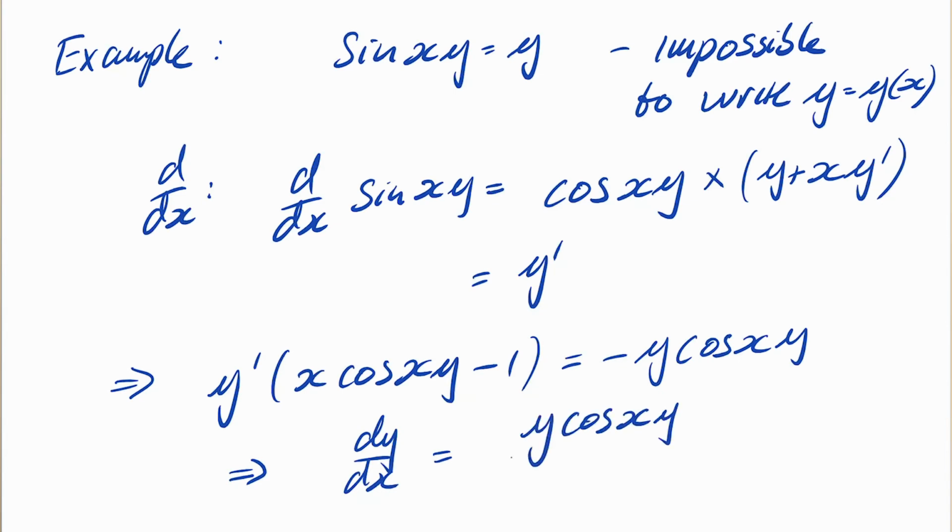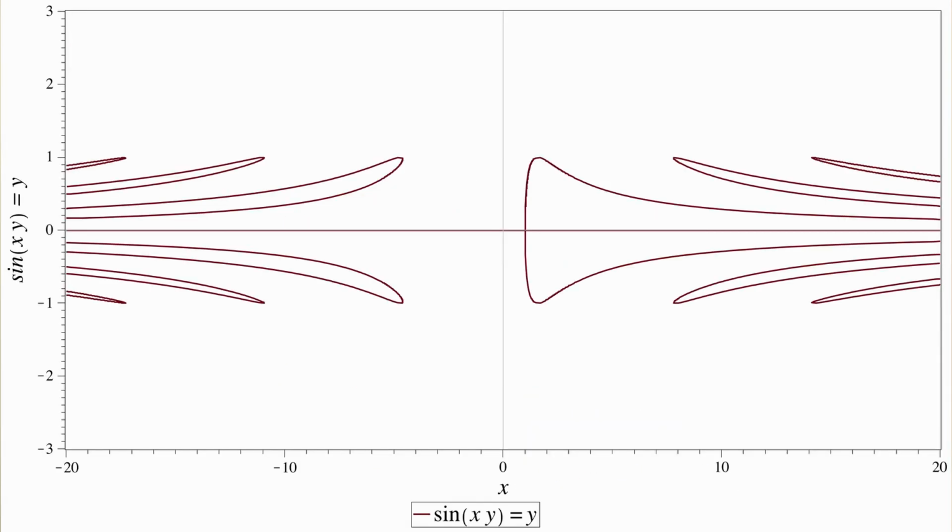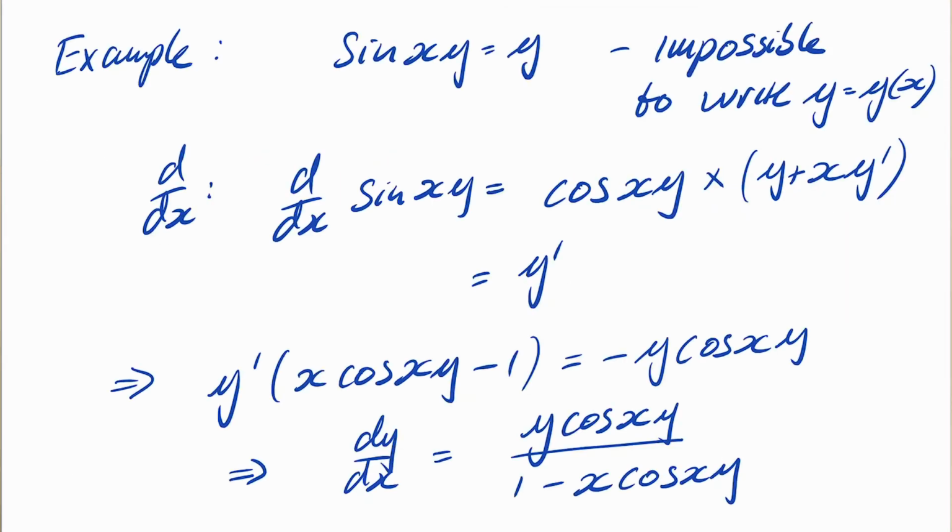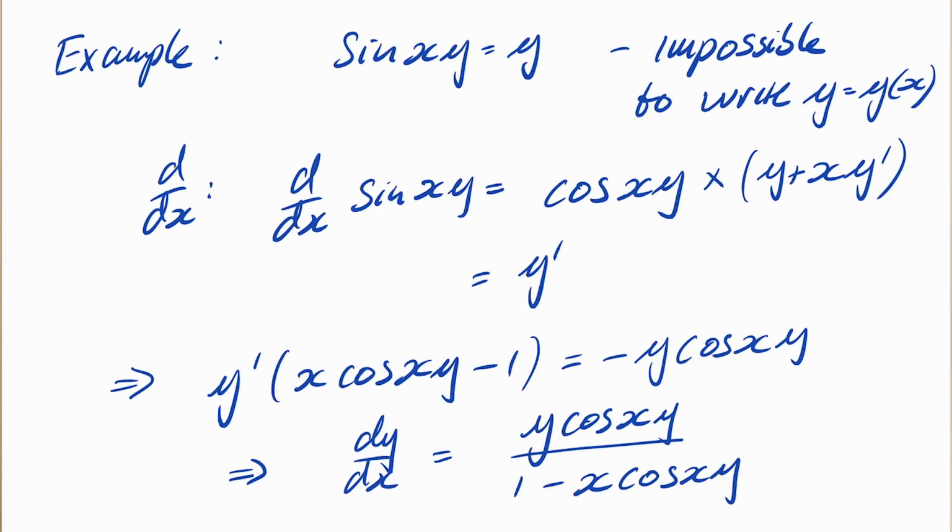And this now tells me the derivative, where the derivative tells me, at points on the curve with x and y values given by my original equation, which is sine xy equals y, what the derivative is there. Note that when the denominator goes to 0, the result will often be infinite, which means that we have a vertical line at that point.